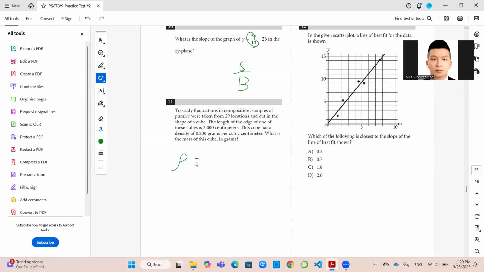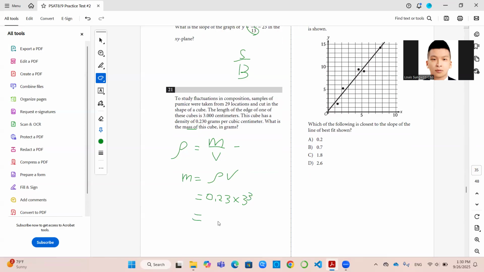So density is mass per volume. And we know the density, but we're trying to get the mass, so I could rearrange this. And we have the density. What is the volume? Volume of a cube is 3 cubed, and that is equal to 6.21.